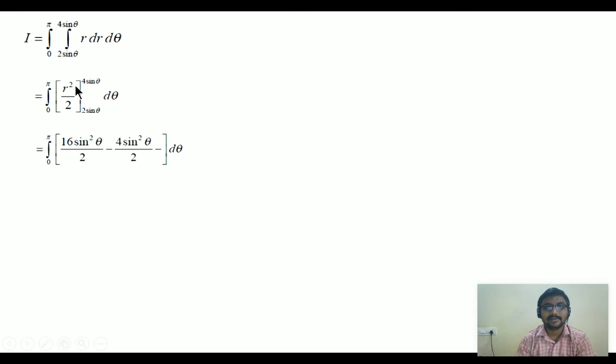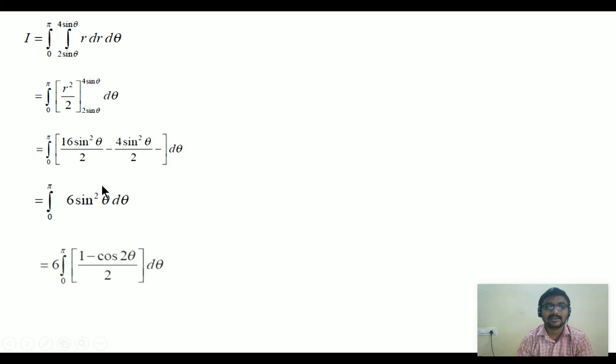4 sin theta whole square is 16 sin square theta by 2 minus 2 sin theta whole square is 4 sin square theta by 2. Now evaluating the single integration, the double integration now becomes a single integration.